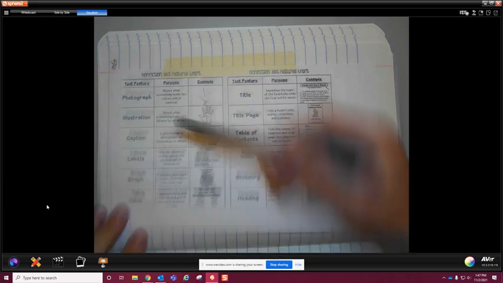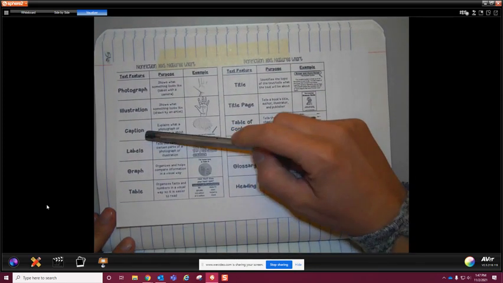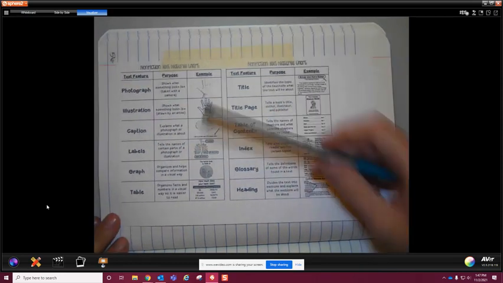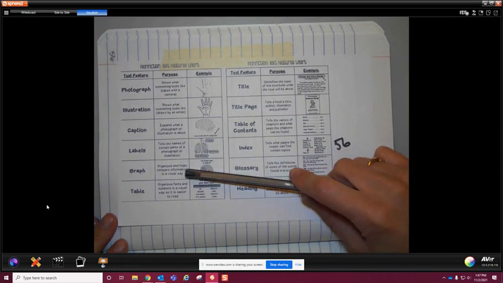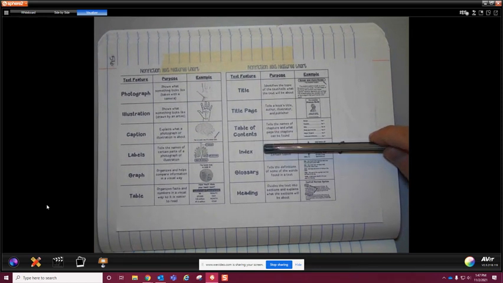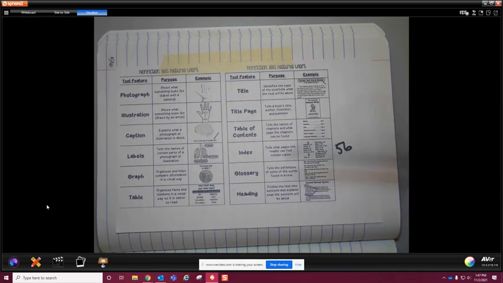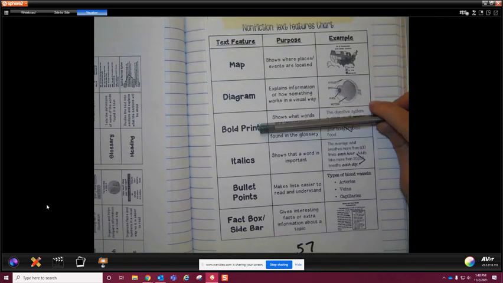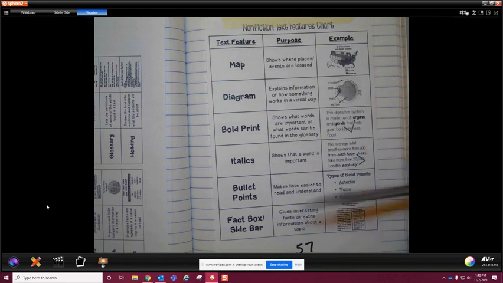Okay, so we have photograph, we have illustration, we have caption. Caption goes along with photographs and illustration to kind of explain what's happening in those two things. Labels, graph, table, title, title page, table of contents, index, glossary, heading. Okay, and the last one's on page 57. We have map, diagram, bold print, italics, bullet points, fact bar, and sidebar. Okay, so what I ended up doing in class is I had kids, we kind of talked about them a little bit, about what each individual one is and that kind of stuff.